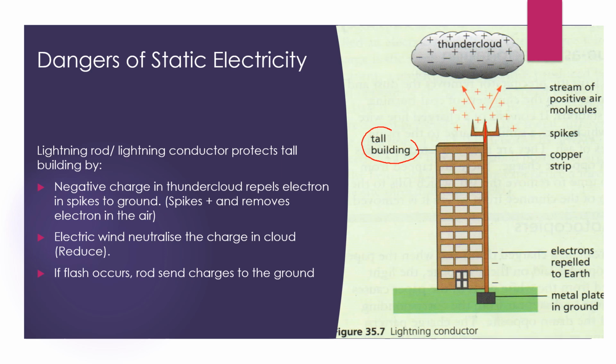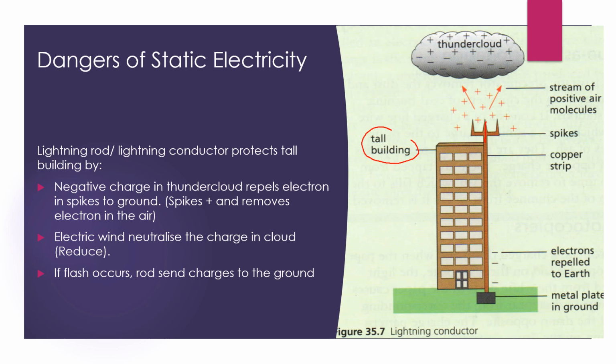So how does the lightning rod protect us from the dangerous effects of lightning? The lightning rod is connected to the ground. So the lightning rod is quite similar to the grounding wire, but it is connected to the ground. The lightning rod will absorb the charge that is given by the thunder cloud. But before it absorbs, the lightning rod can also reduce the strain of the static electricity in the thunder cloud.